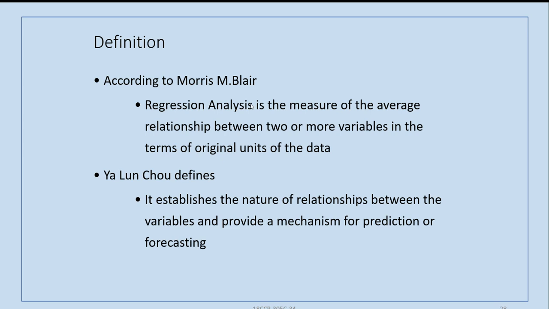Ya Lun Chow, another statistician, says it establishes the nature of relationship between the variables. We have to first find out the nature of relationship, that is whether there is a relationship or not. If there is a relationship, we have to calculate the correlation and then we will find out the regression.